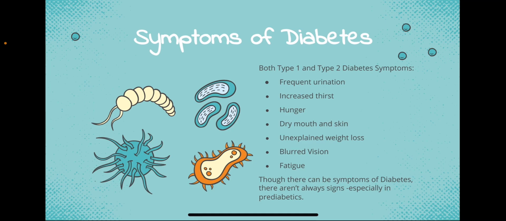There are many symptoms of diabetes. We will be talking about both 1 and 2 types of diabetes symptoms. That would be frequent urination, increased thirst, hunger, dry mouth and skin, unexplained weight loss, blurred vision, and fatigue. Though there are symptoms of diabetes, there aren't always signs, especially if you're pre-diabetic. And that's why most people don't know that they're pre-diabetic, because they're not getting these signs.